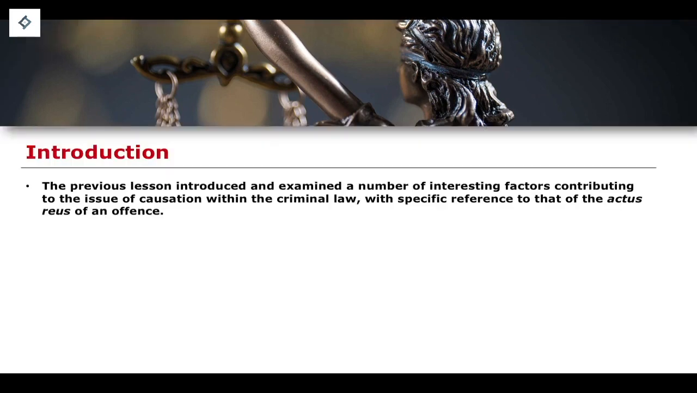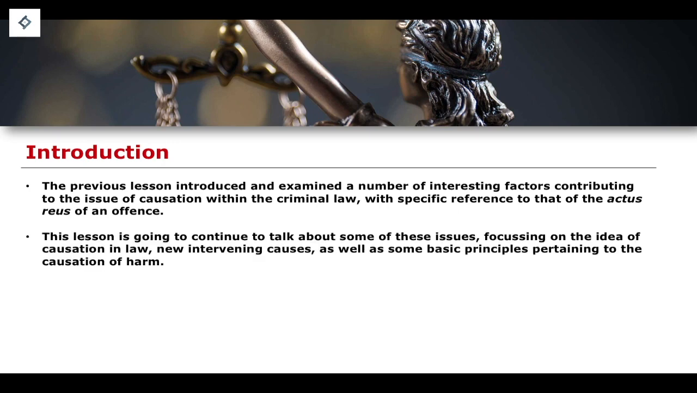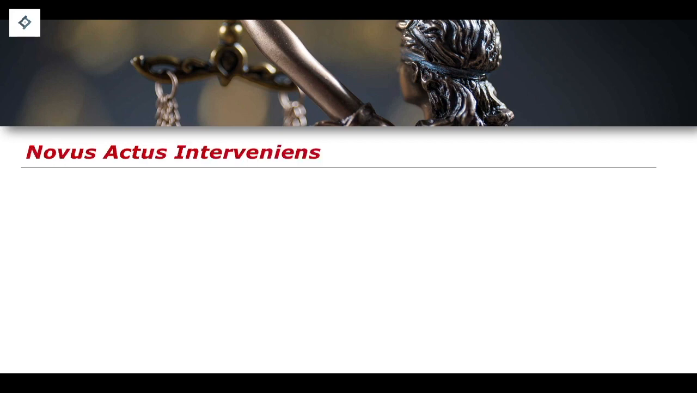Like I've said, we introduced and examined a number of interesting factors which contribute to the issue of causation within the criminal law. Again, we are talking specifically about the actus reus of an offence, the act itself, the guilty act. This lesson continues to talk about it, focusing on this idea of new intervening causes and some basic principles which pertain to the causation of harm. The idea is to sum up some of the final issues that relate to causation within criminal law before we move on to looking at the mens rea of an offence, which is obviously the other side of the equation, the other element that is required for most offences in criminal law.